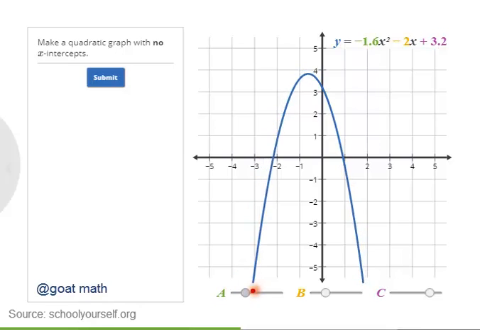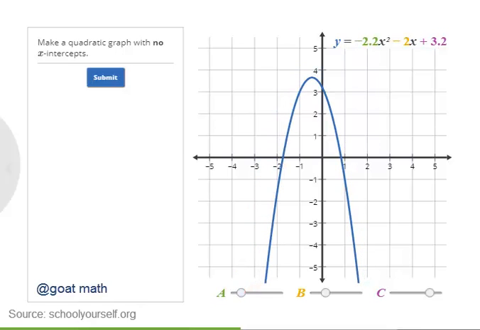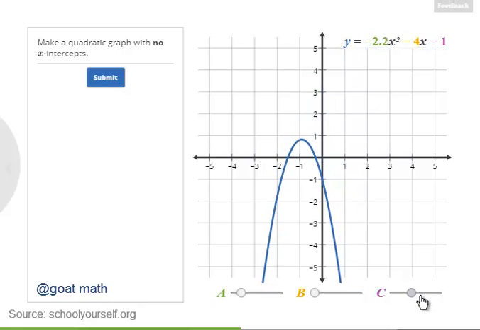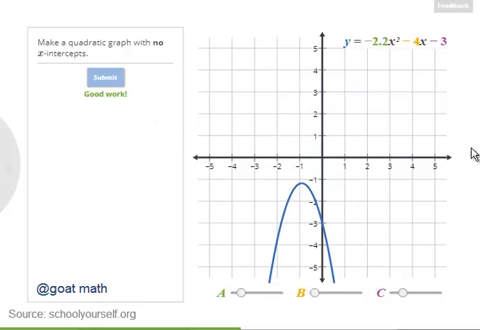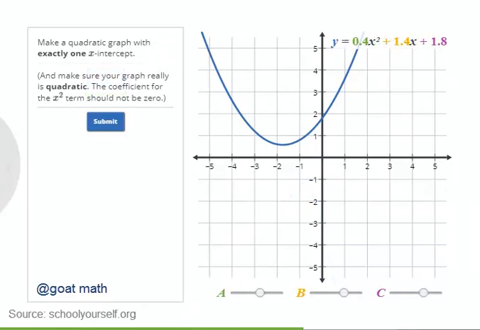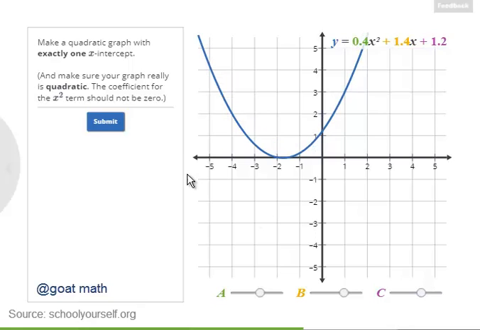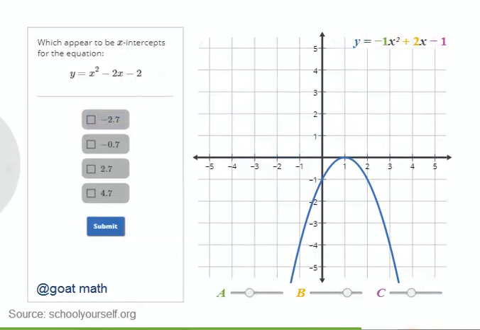Okay, now notice that this quadratic has two x-intercepts, one over here and the other over here. Try making a quadratic graph that has no x-intercepts. Excellent, so here's another graph with no x-intercepts. Next, try making a quadratic graph that has exactly one x-intercept. Nicely done. Here's another graph with exactly one x-intercept when x equals 1.